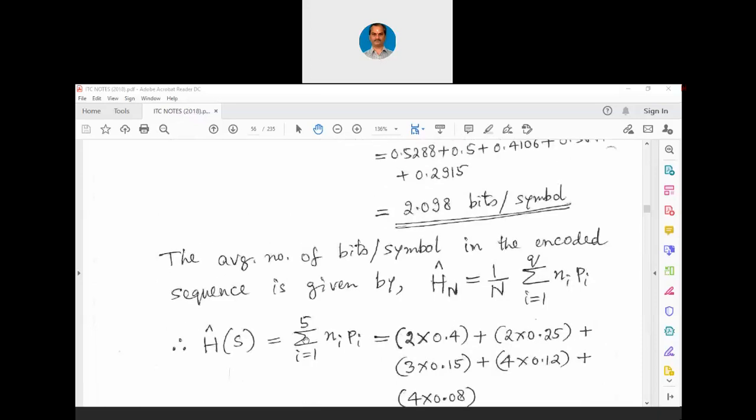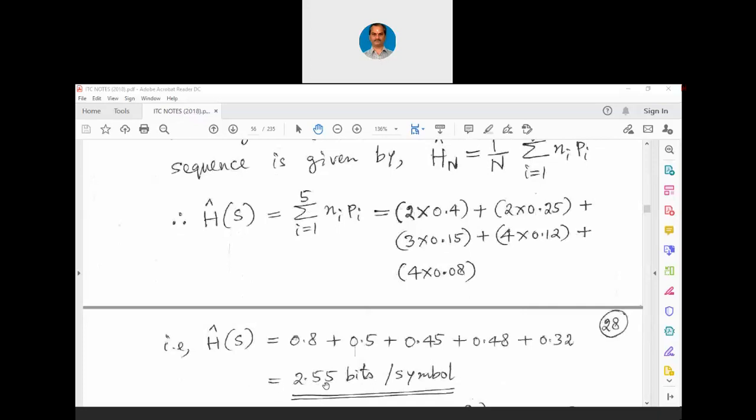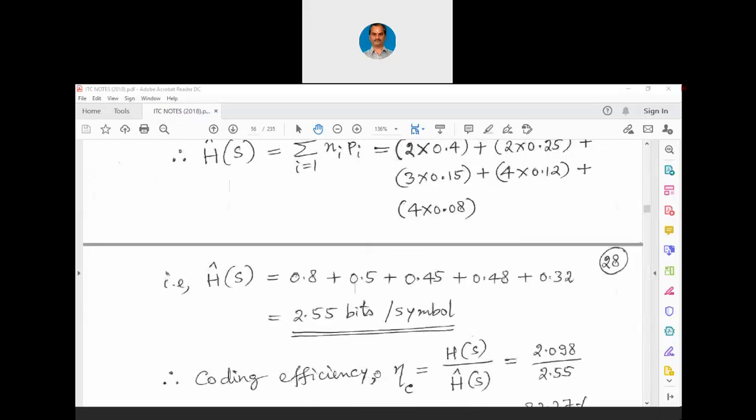Let me show you the summation here. H cap of S equals summation of i equals 1 to 5 of ni into Pi. That means the very first code has only 2 bits, and the probability is 0.4. The next message has 2 bits, probability 0.25. Next it is 3, next 4, next 4. Multiplied by their respective probabilities, we get H cap of S equals 2.55 bits per symbol. Now we can easily find out the efficiency as eta c.